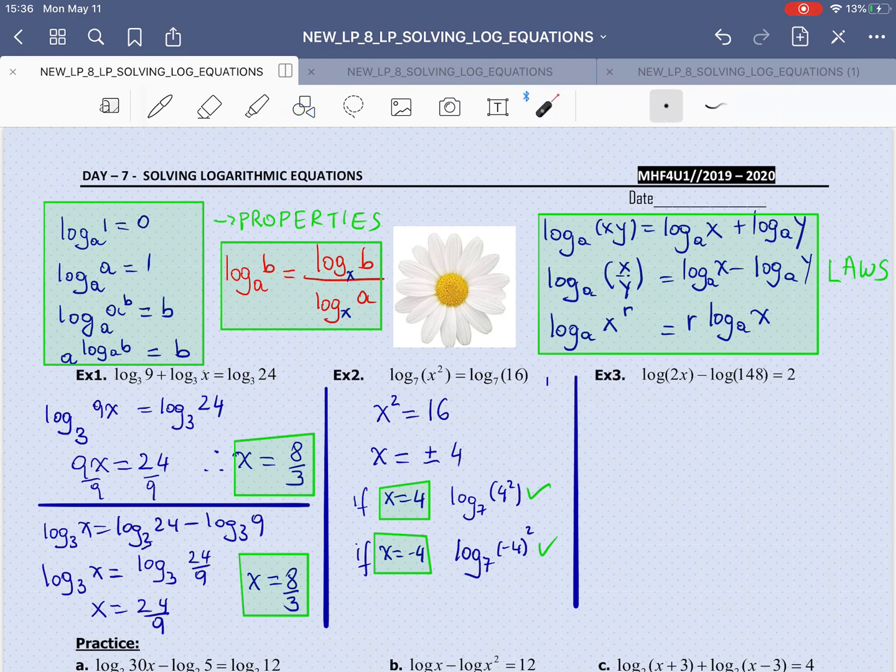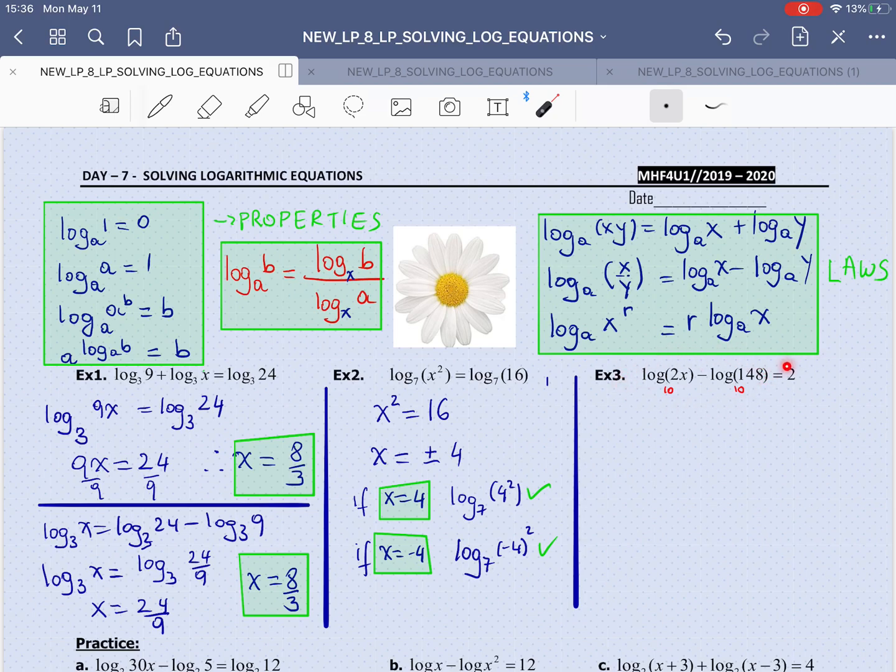Okay, so in the next example, we have log 2x minus log 148 equals 2. So the things that we see that are a little different than the previous examples are, number one, we don't see the bases in the log terms. So when we don't see the bases, it means that the base must be 10. Remember that we mentioned that the base of 10 is not necessarily necessary to write. Another thing that gets my attention here is the fact that here we have a log and then another log, but here we have a number.